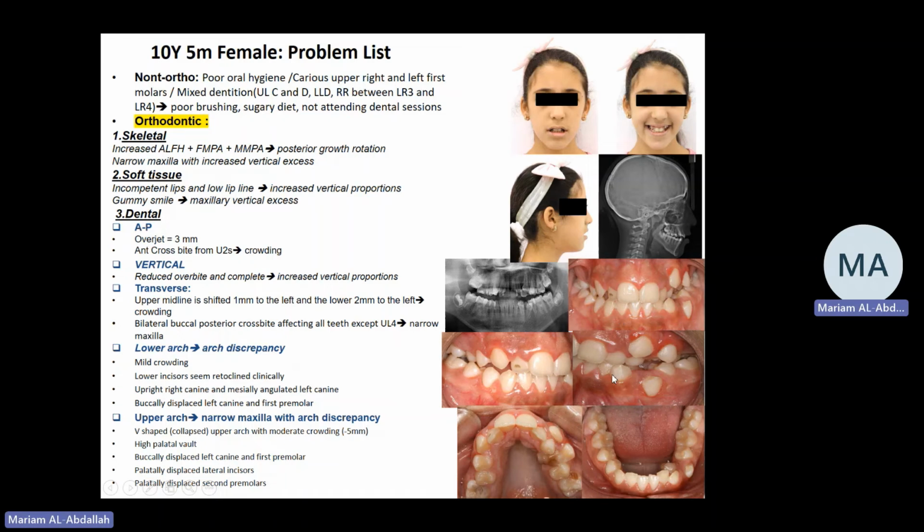Transversely, as we said, we have a narrow maxilla, and this is the main etiology for such crossbites and crowding in the upper arch mainly. Central line discrepancy is mainly related to crowding more than the narrow maxilla. Now, in the lower arch, the etiology is retained D and tooth size arch length discrepancy. In the upper arch, the etiology of such features is related to narrow maxilla, retained deciduous teeth, and tooth size arch length discrepancy. So you can see that the majority of the problems are related to the vertical and the transverse dimension. Anterior posteriorly, we have minimal problems.